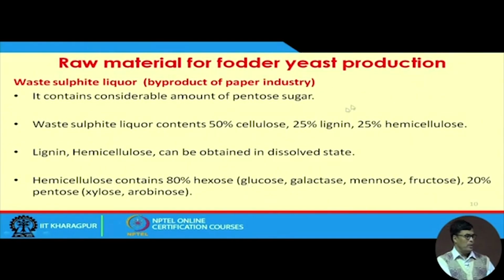Now, as for the raw materials for fodder yeast production, I told you waste sulphite liquor is largely used, which is the byproduct of the pulp and paper industry. It contains a considerable amount of pentose sugar, and waste sulphite liquor contains 50% cellulose, 25% lignin and 25% hemicellulose. Lignin and hemicellulose can be obtained in a dissolved state. The hemicellulose contains about 80% hexoses like glucose, galactose, mannose, fructose, and 20% pentoses like xylose and arabinose.